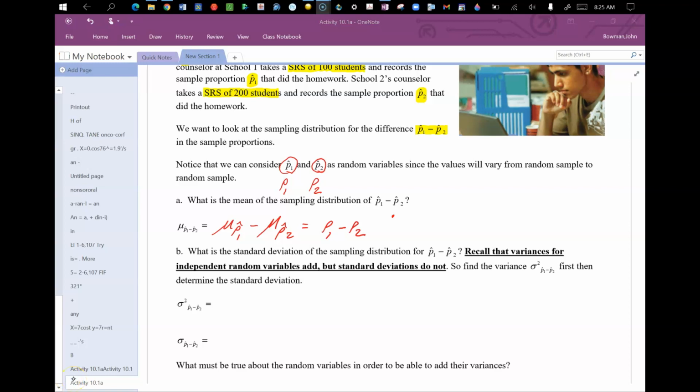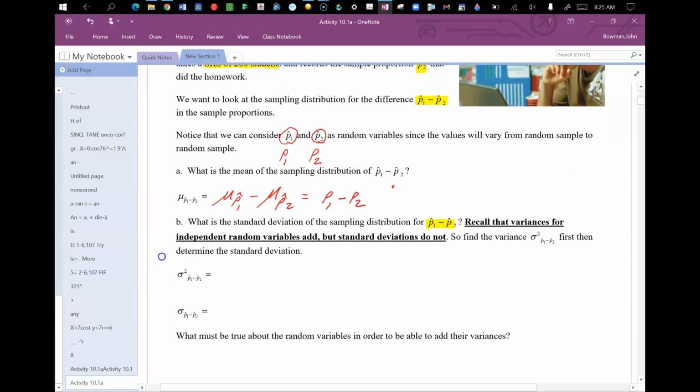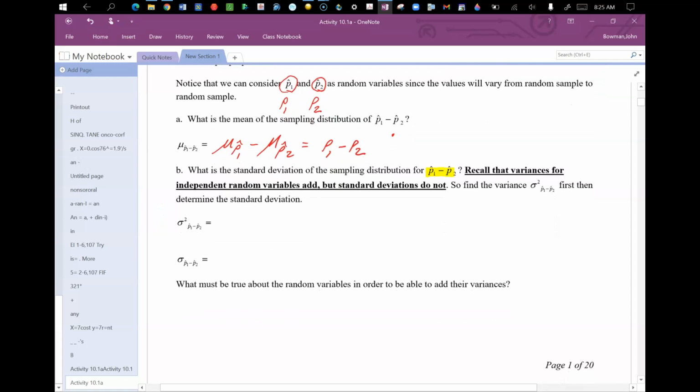So the next thing we'd like to talk about is the standard deviation of this sampling distribution of the difference of sample proportions. And if you recall, when we combine random variables, we add the variances, but we can only do that if the two random variables are independent. So for now, we're going to assume that the two random variables are independent, but we're going to talk about how we check that condition in a moment. So we can add the variances. Well, the variance is just the standard deviation squared.